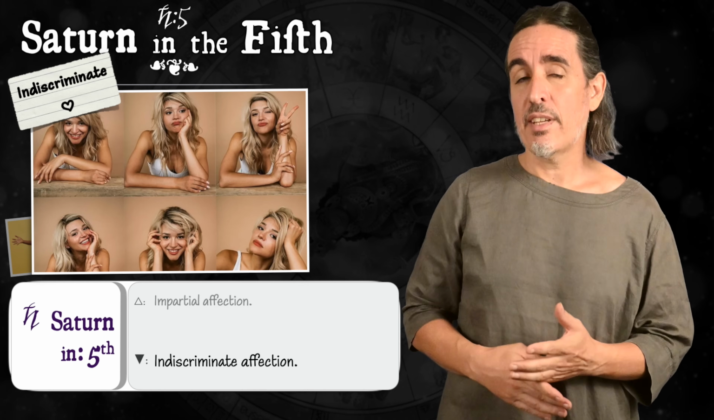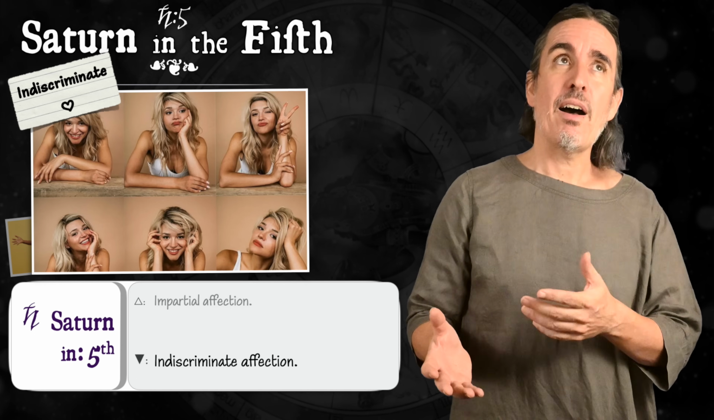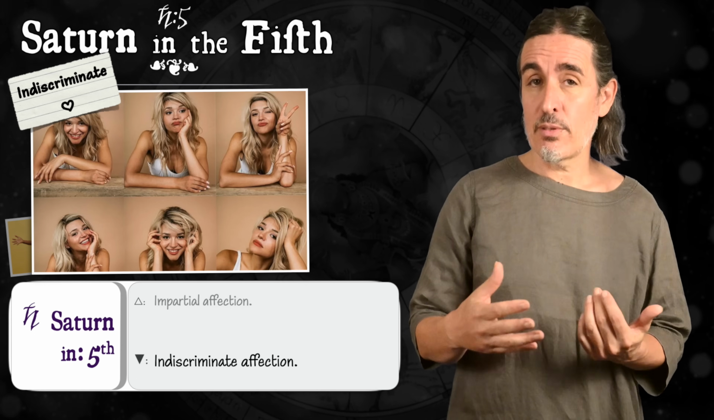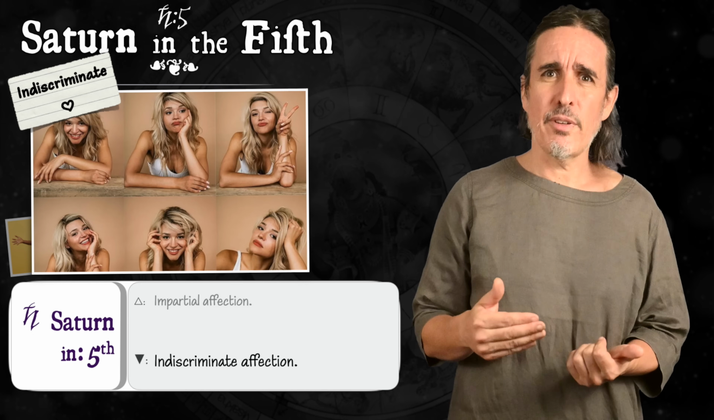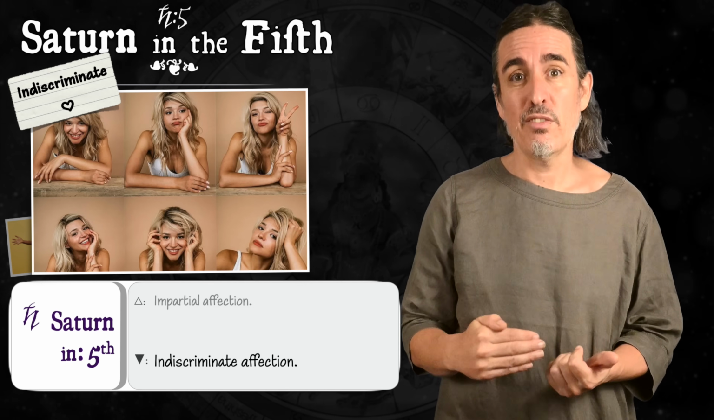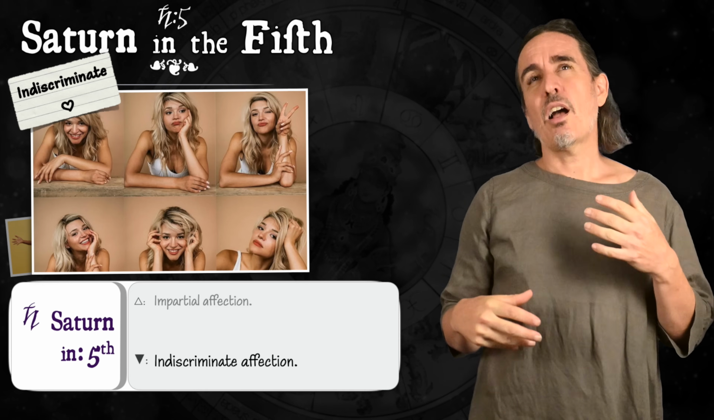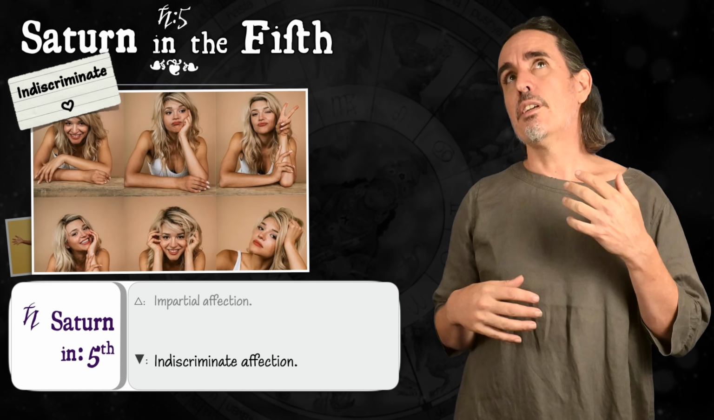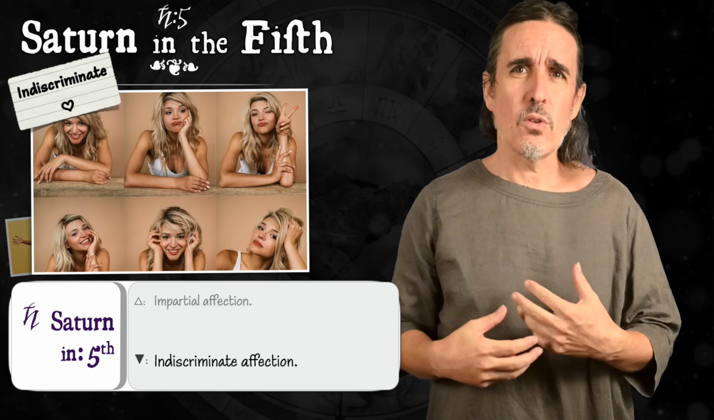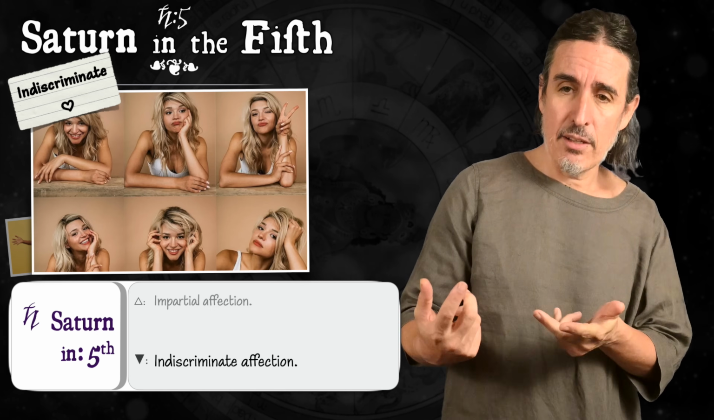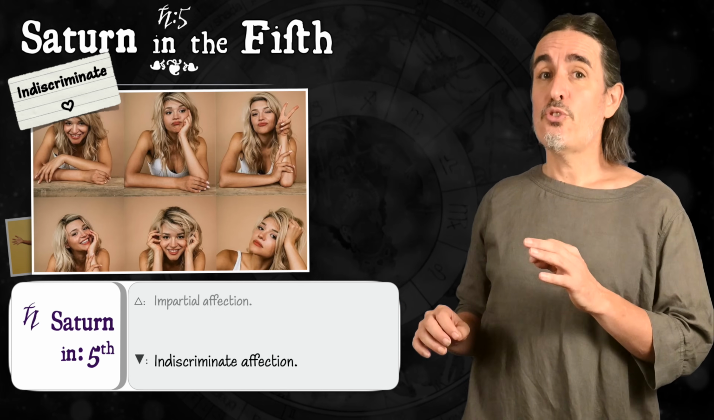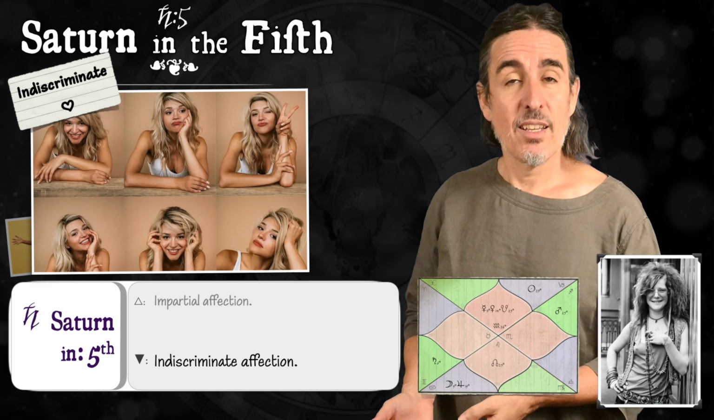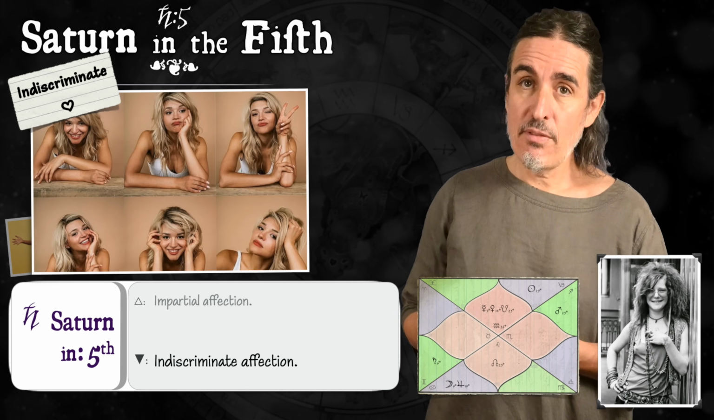Negative Saturn in the fifth house, you love anybody. Now, positive Saturn in the fifth house is not discriminating in how it loves, and that's a good thing. A negative Saturn in the fifth house is also not discriminating in how it loves, but it's not a good thing. So it's just kind of very hungry for affection all the time, and therefore getting involved in relationships that really aren't that meaningful. Maybe we can use Janis Joplin as a great example of this.